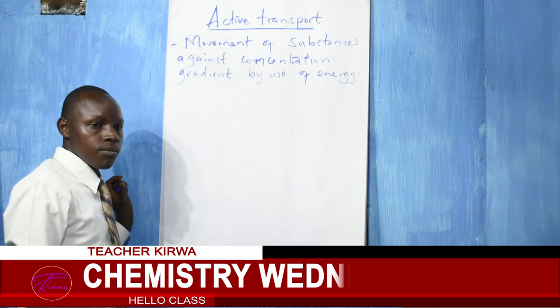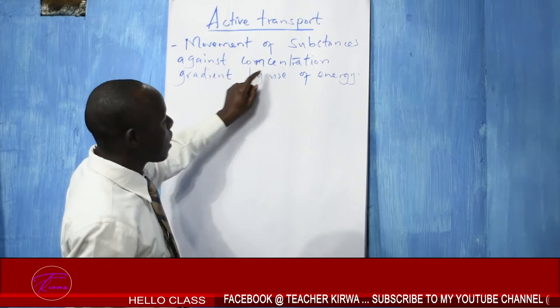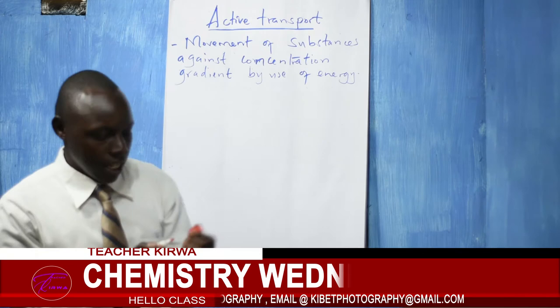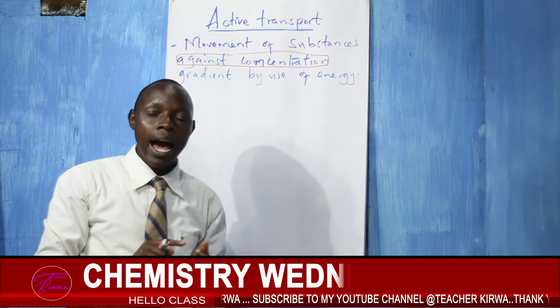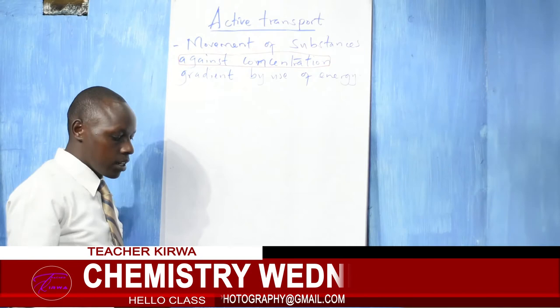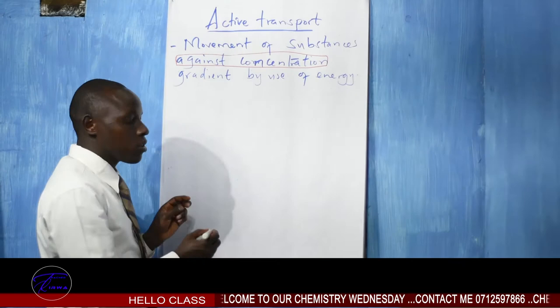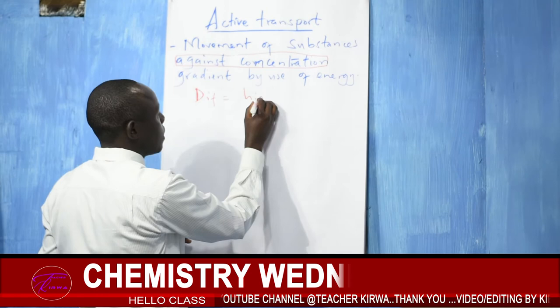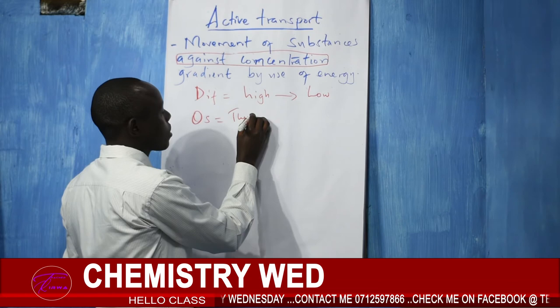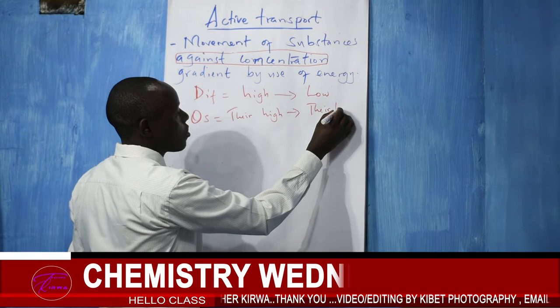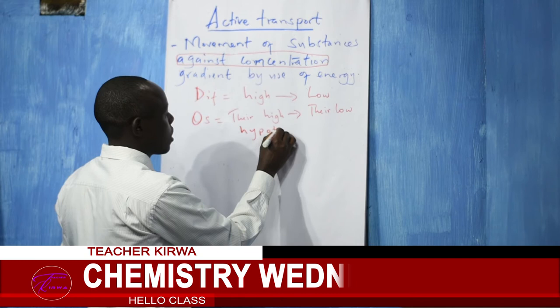Now, there are two things here that are very important we need to note: against concentration gradient and by use of energy. Let me just briefly explain against concentration gradient. Now, we have against and we have along. If you consider diffusion and osmosis, diffusion, we said, is the movement of molecules from a region of high concentration to a region of low concentration. Now, osmosis is the movement of water molecules from their region of high to their region of low. You remember when you say hypotonic to hypertonic.